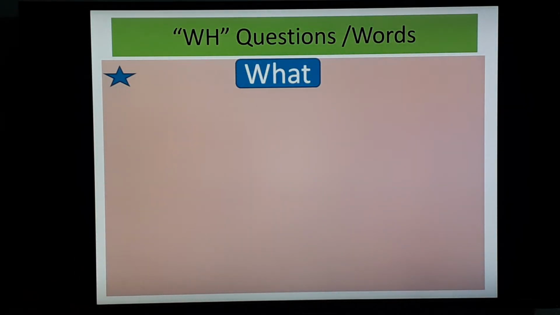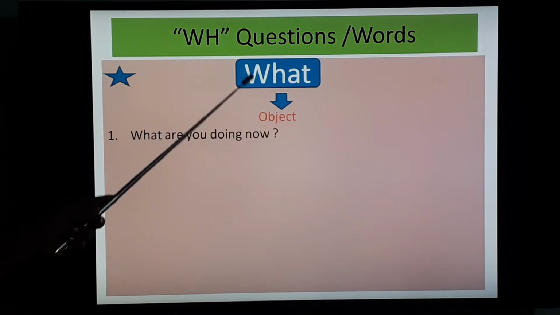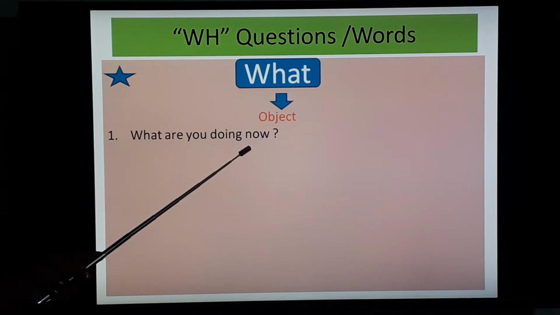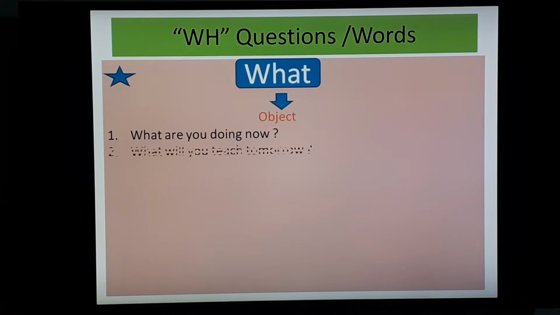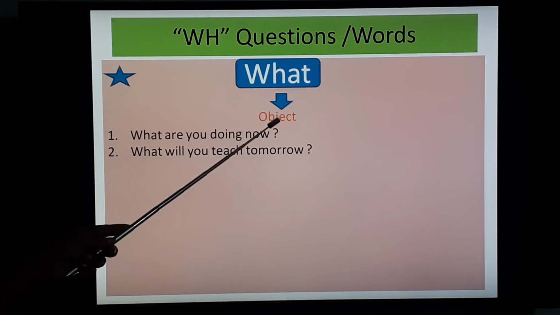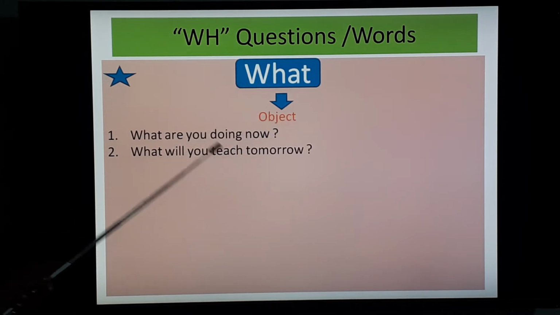Next is what. With the help of what, you will come to know about the object. What are you doing now? What will you teach tomorrow? If I answer this question, I would say that I will teach grammar tomorrow. So grammar is the object. That is why you have to ask with what. Only then you will get the object.